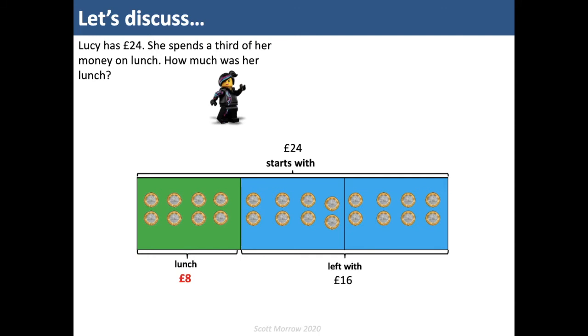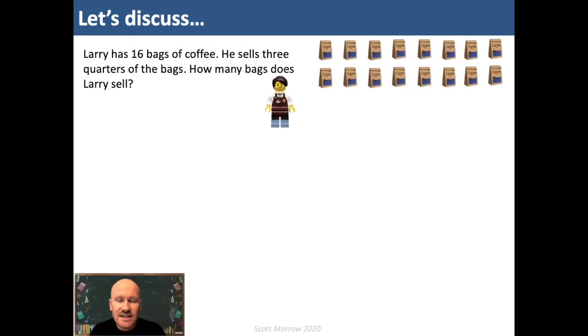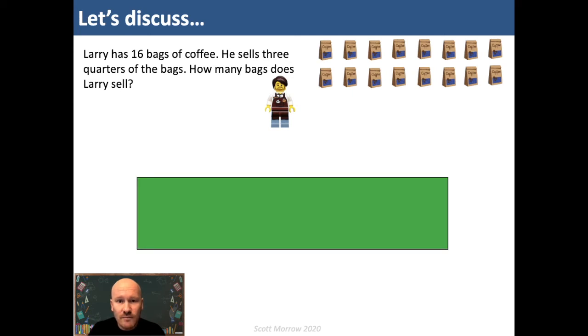Finally, let's look at Larry. He had 16 coffee bags to begin with. This time he sells 3/4 of them. How many bags does Larry sell? Again, we're going to draw the bar to represent the whole amount. That's the amount of coffee bags that he starts with.